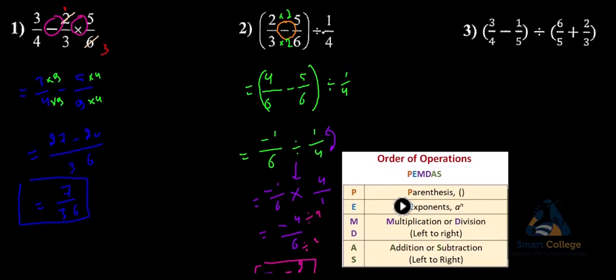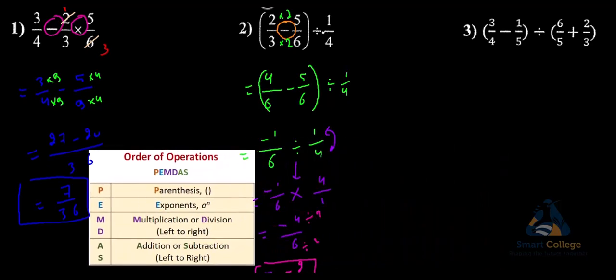Let's move this here. We have many operations here. Let's start with the parentheses. The first parentheses here and the other parentheses here. In the first we have subtraction. To subtract two fractions, we must have the common denominator. The common denominator of 4 and 5 is 20.